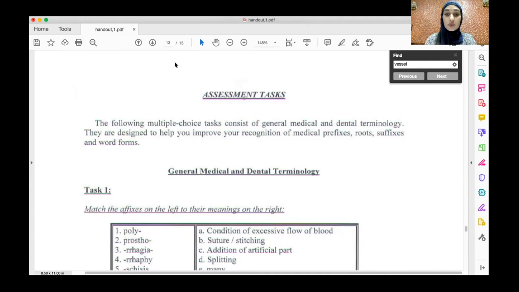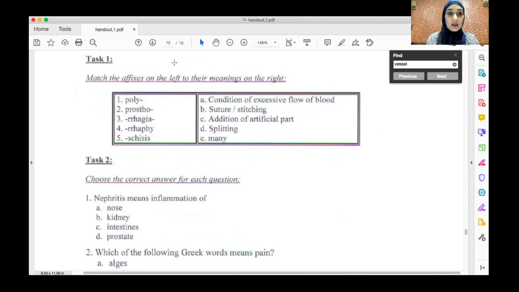Now let's move to the assessment tasks. Match the affixes on the left to the meaning on the right. We have poly.